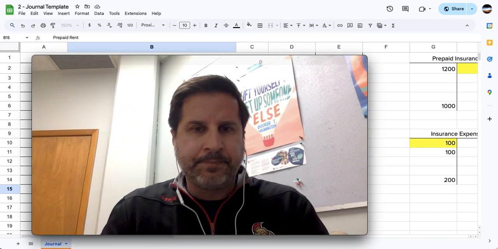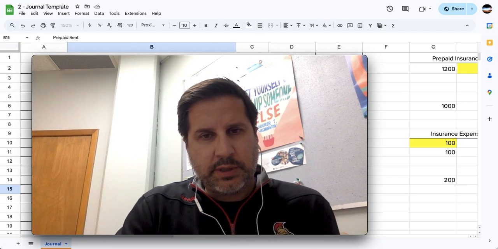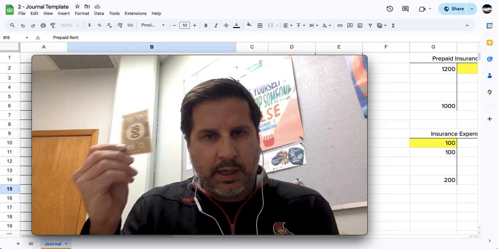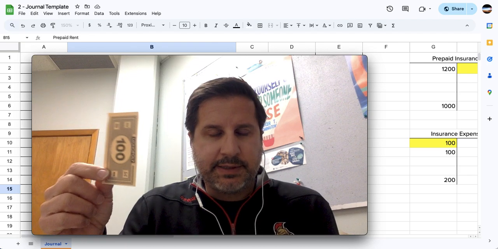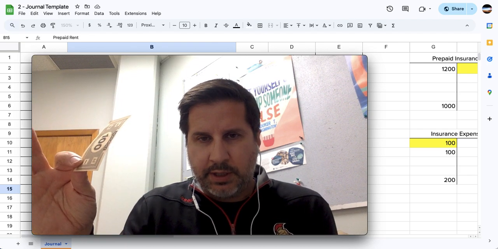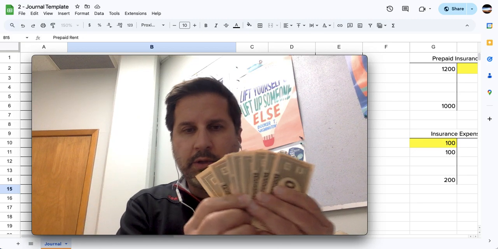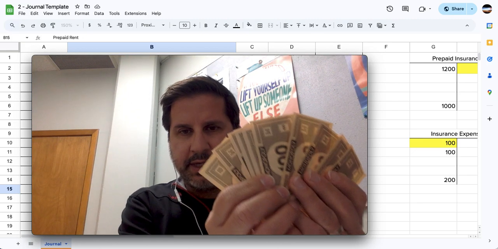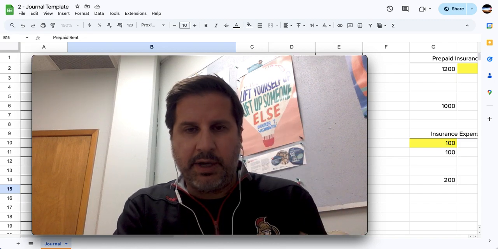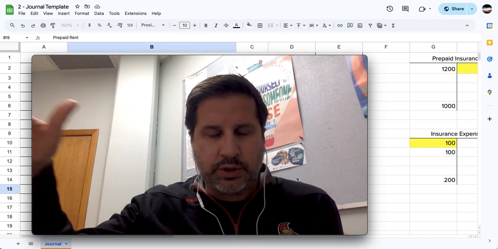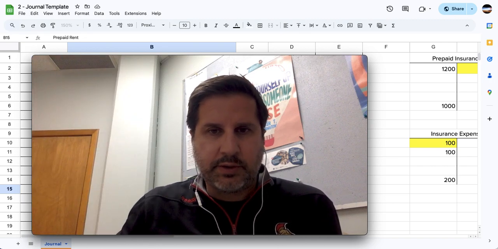In summary, let's get out the monopoly money again. If we don't do adjusting entries, we pay every month. And we pay every month this much. And the entry would be rent expense and cash. That's it. It's not an adjustment. If we are using prepaids, what we do is we pay it all up front. So the cash comes out up front for the full amount, $1,200. Every month at the end of the month, we have insurance expense, and then we have $100 less in prepaid insurance, so we credit it.